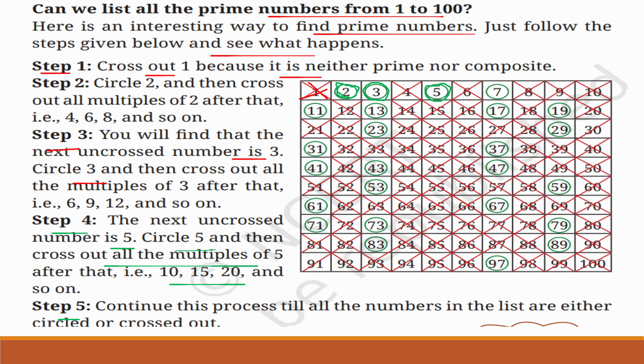Continue this process till all the numbers in the list are either circled or crossed out. Then you will get a grid like this. See the circled numbers. The circled numbers are prime numbers: 2, 3, 5, 7, 11, 13, 17, 19, 23, 29, 31, 37, 41, 43, 47, 53, 59, 61, 67, 71, 73, 79, 83, 89, 97. These are prime numbers.